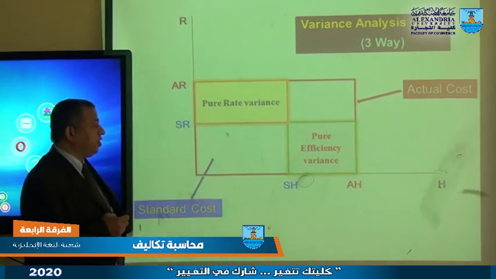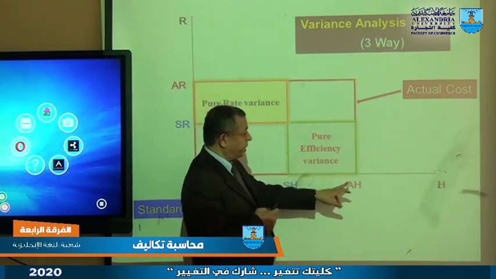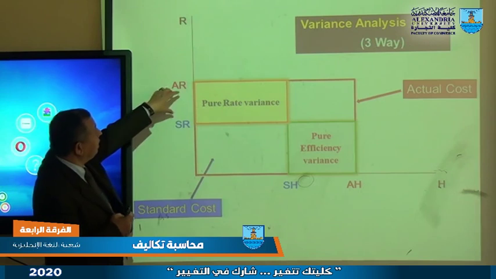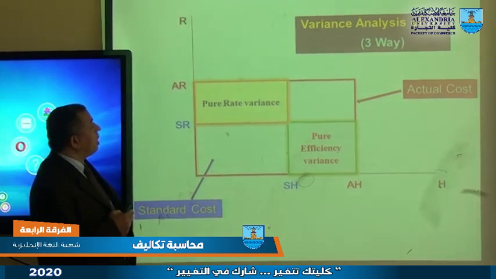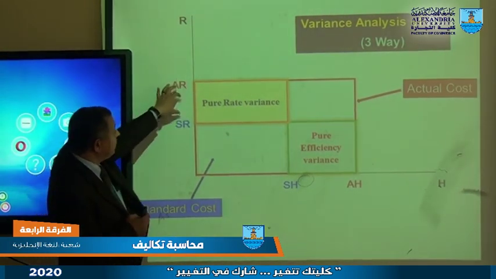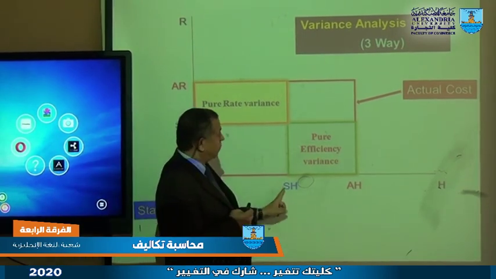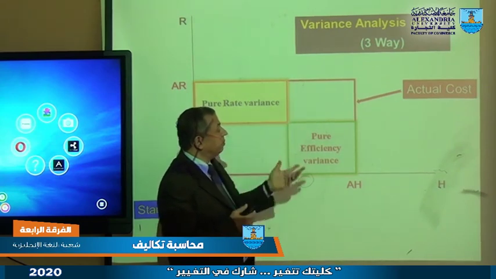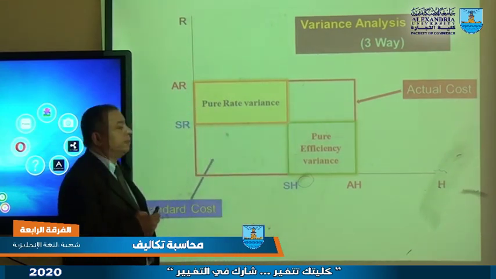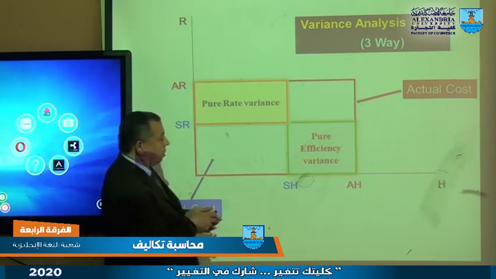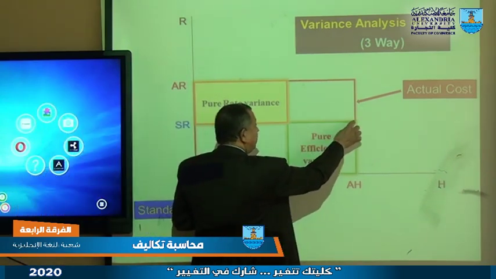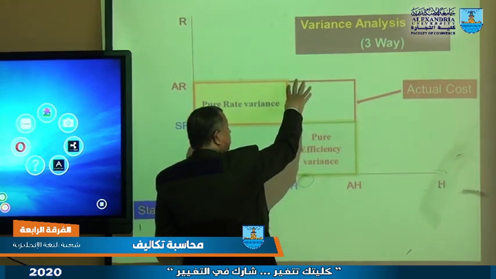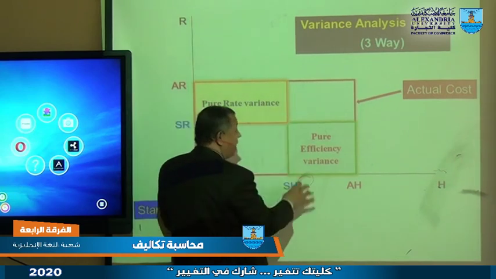Again, how to calculate pure efficiency? Difference between hours times standard rate. How to calculate rate variance? Difference between rates times standard hours. Both of them standard. What about this part? What is the reason? The reason is the difference between what? Between hours and difference between rates.